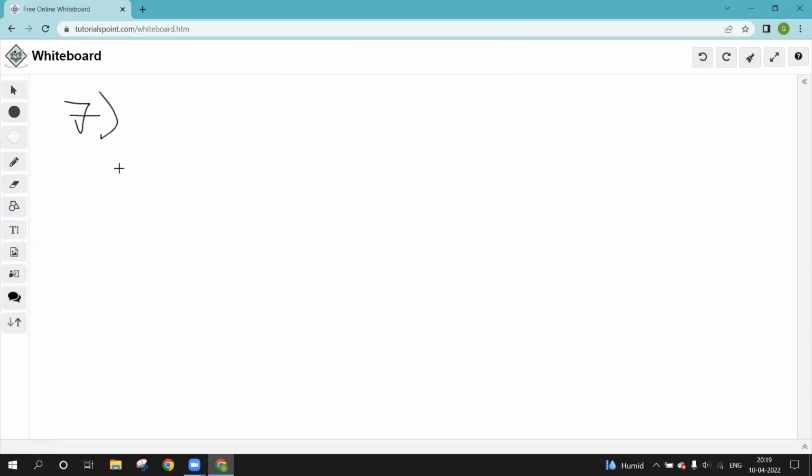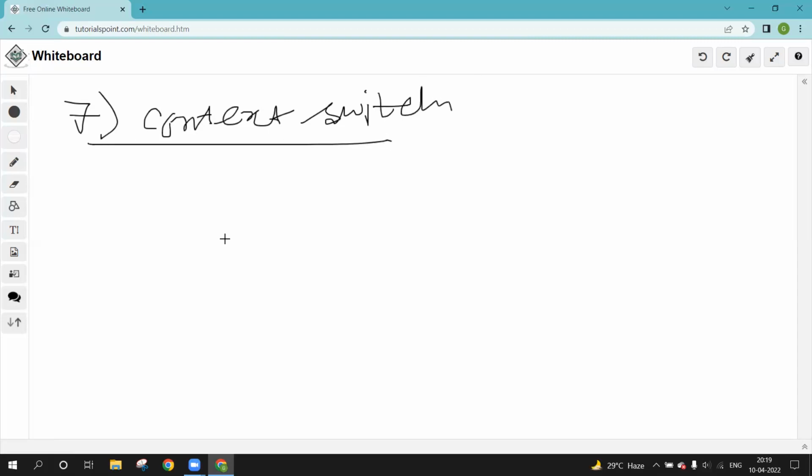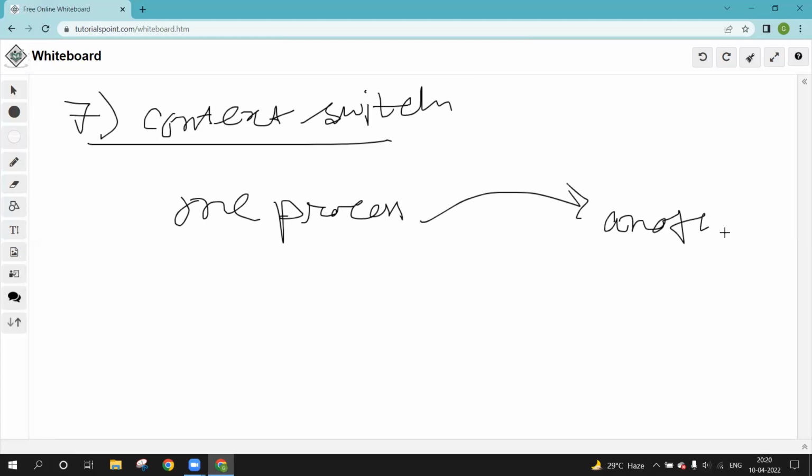Now, point 7 is context switch. Context switching is switching the CPU from one process to another process.